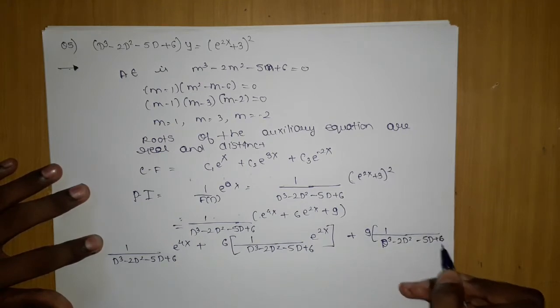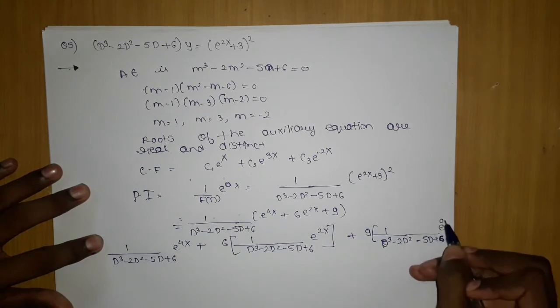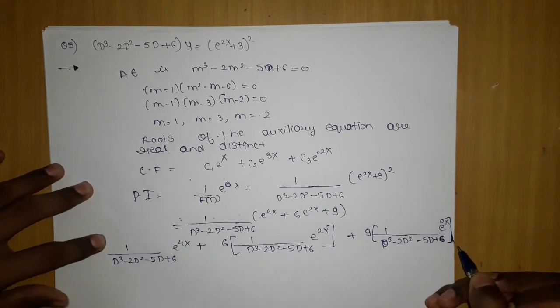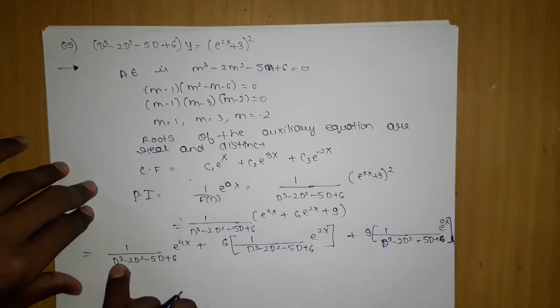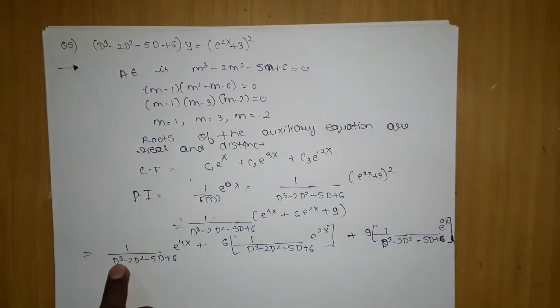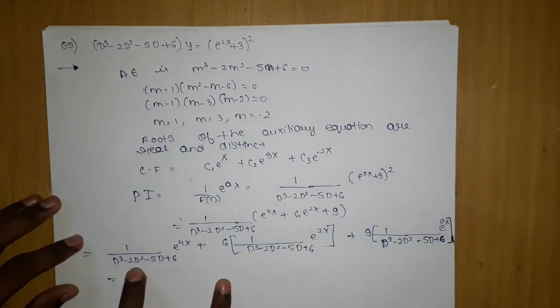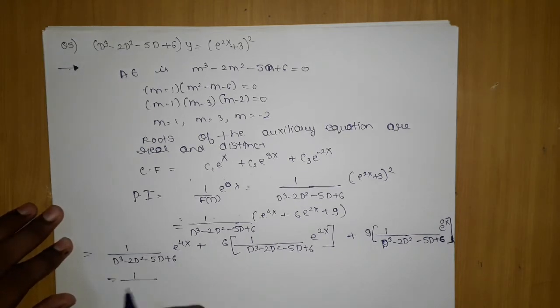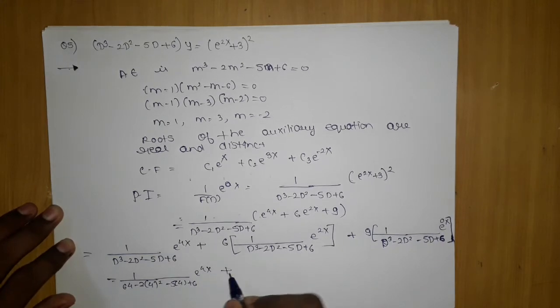Now what manipulation will we use here? e to the power 0x is nothing but 1, so we can represent it as e to the power 0x. We are going to substitute 4 and check whether it is coming out to be 0 or not. If we substitute 4, it is coming out to be 64 minus 2 into 4 square minus 20 plus 6, which is 64 minus 32 minus 20 plus 6, for the e to the power 4x term into 1 upon.